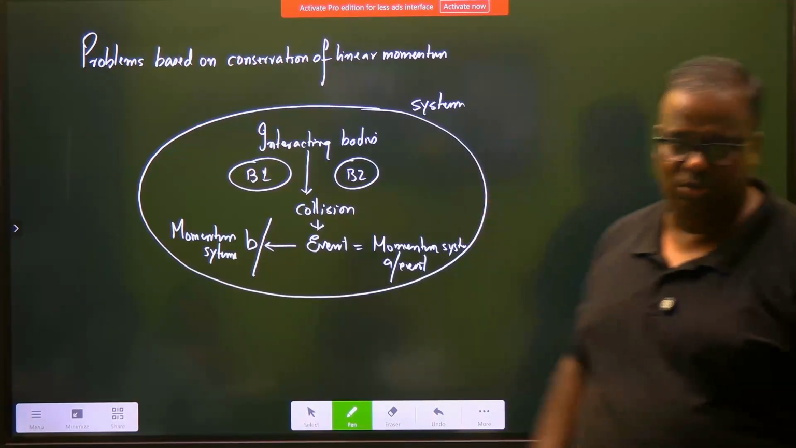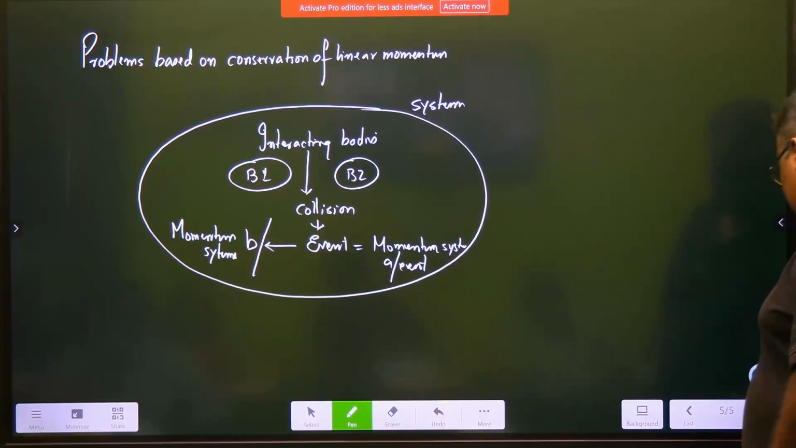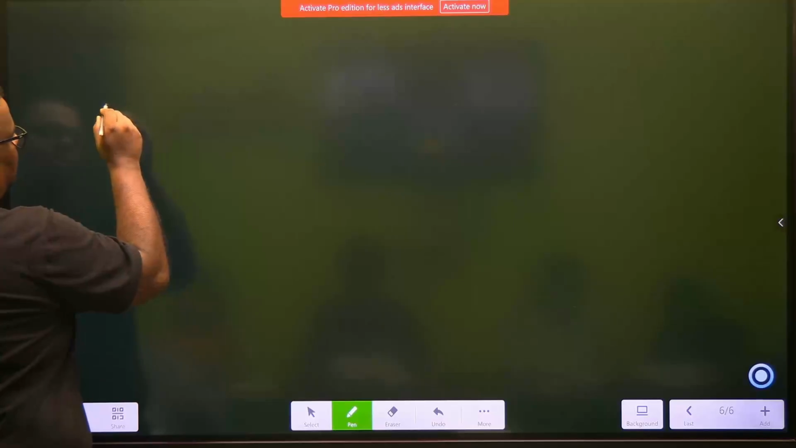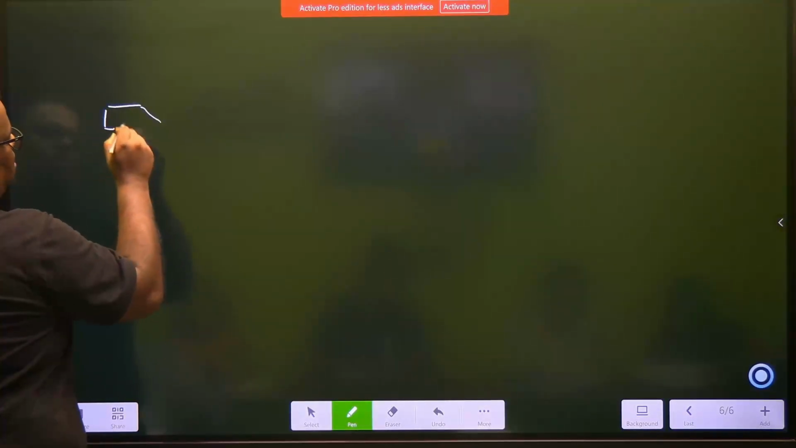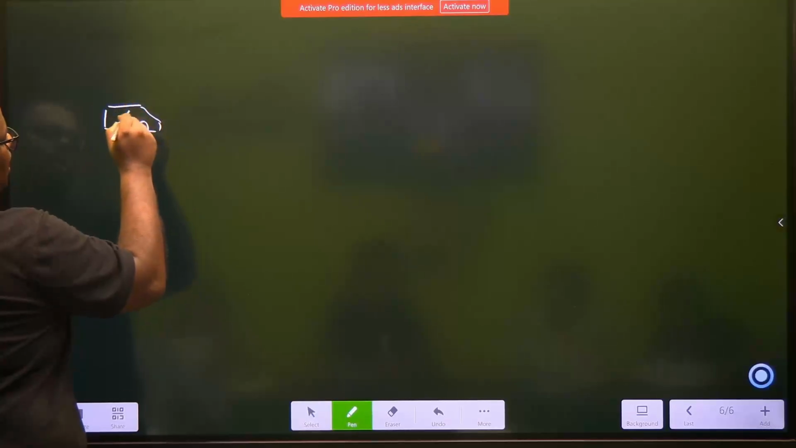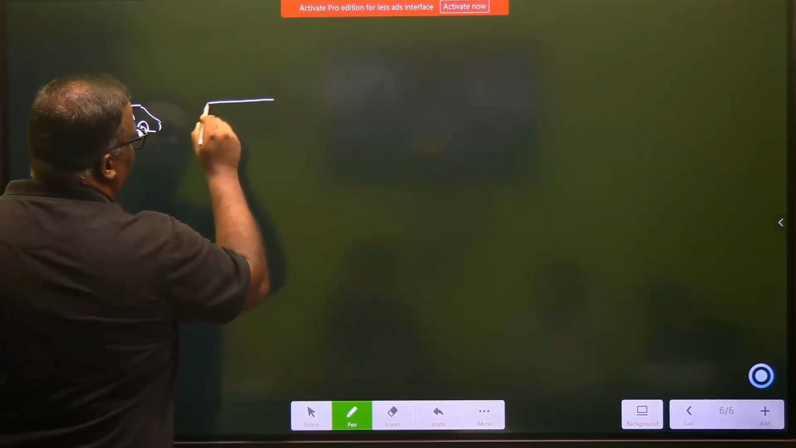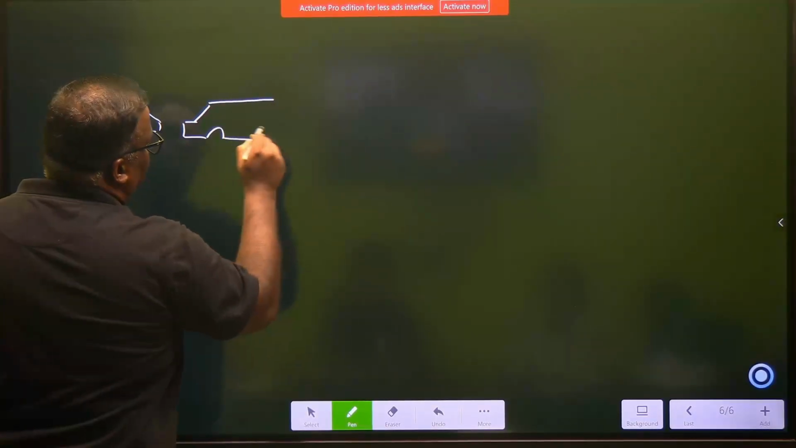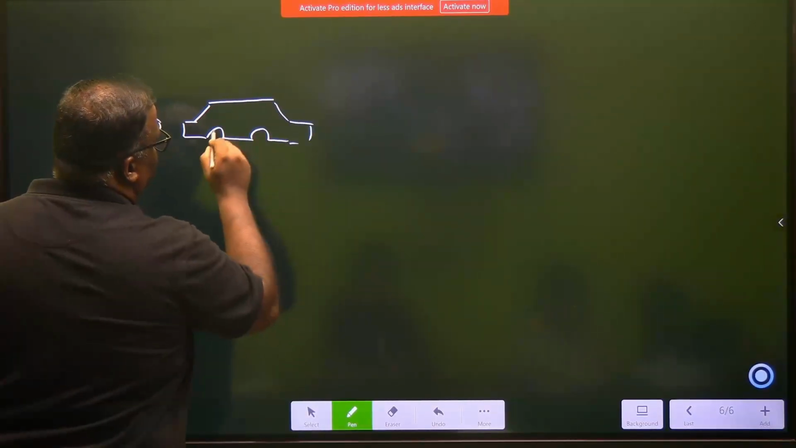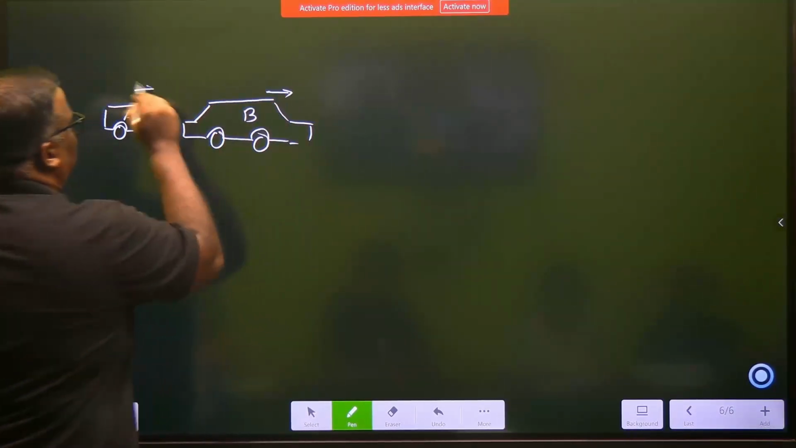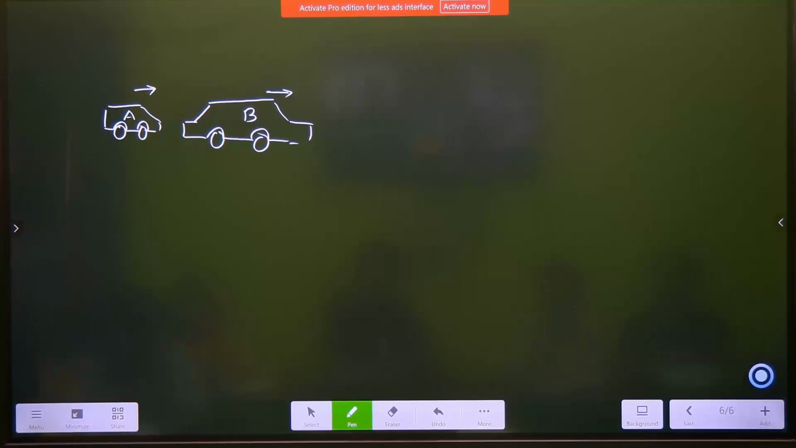Let's see one scenario on this. The scenario is, suppose there are 2 cars. This is car A and there is a sedan car out here. This is car B. Moving this side, moving this side.